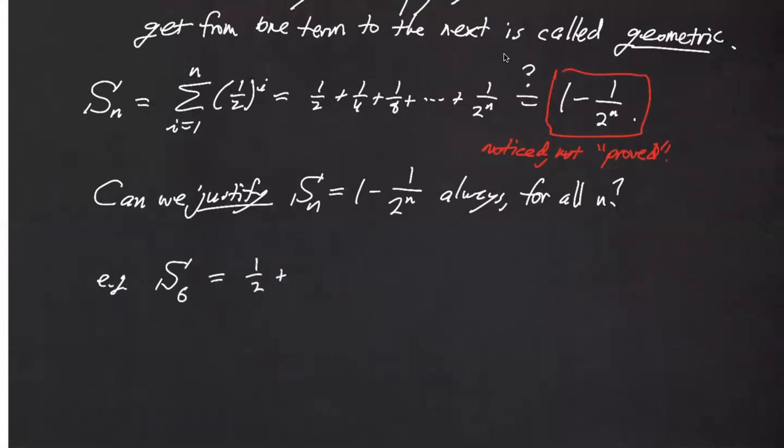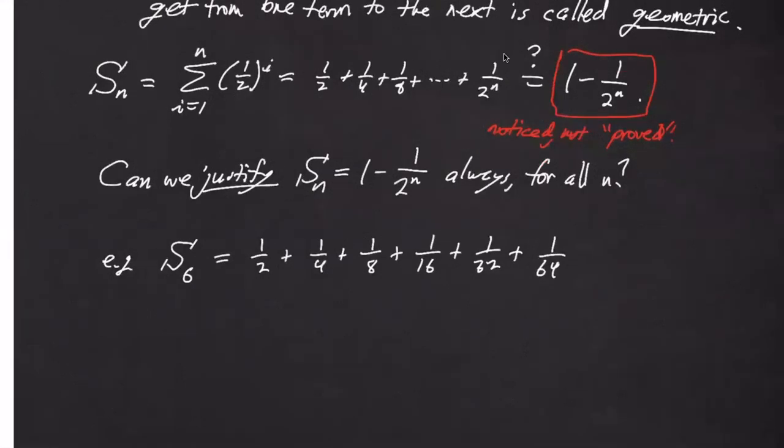A half plus a quarter plus an eighth plus a 16th plus a 32nd plus a 64th. Okay. The claim is that equals 63/64. But I want to show this without actually adding, and this is the really cool idea. You will see why it's a natural idea, because we're going to exploit the fact that you're multiplying by a half to get from one term to the next each time. So here's the idea.